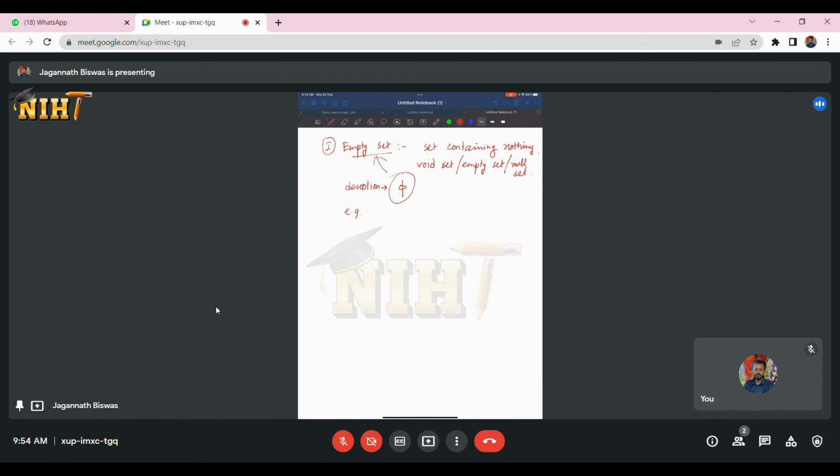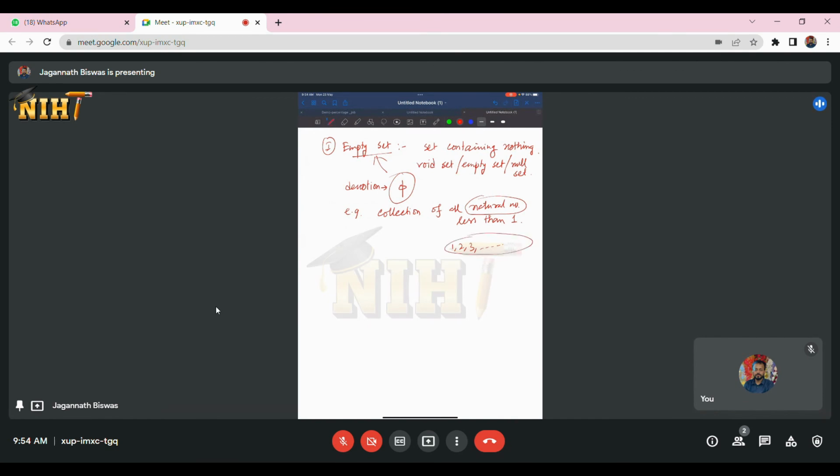if you say the collection of all natural numbers less than 1. Why is this set phi or null set? Because you see, the natural numbers start from 1. What is the set of natural numbers? The set of natural numbers is 1, 2, 3, dot, dot, dot, to infinity. Okay, so this is my natural number collection.